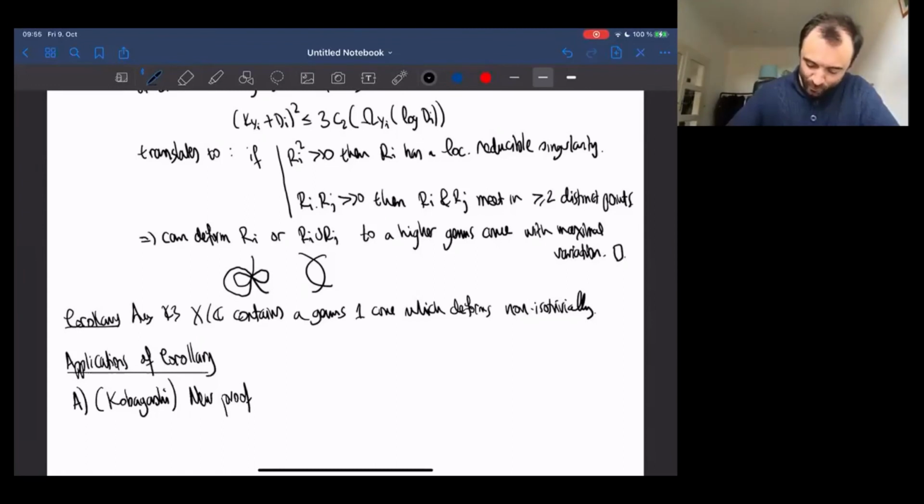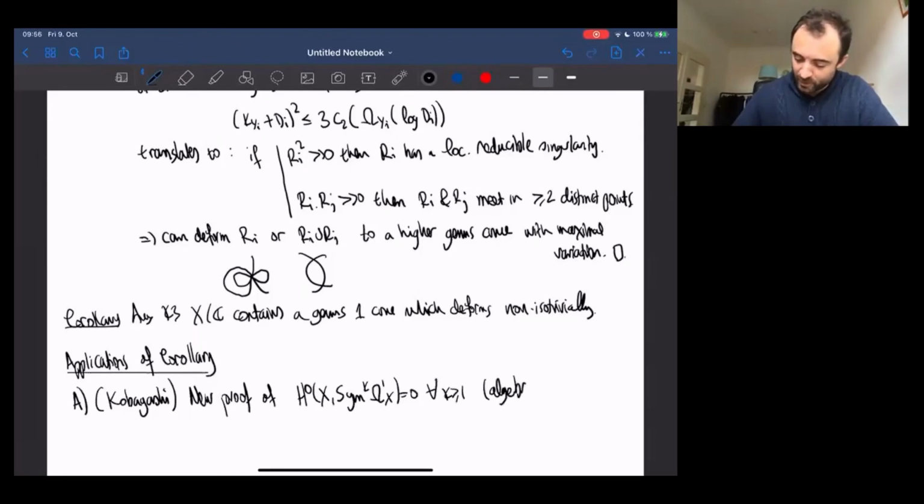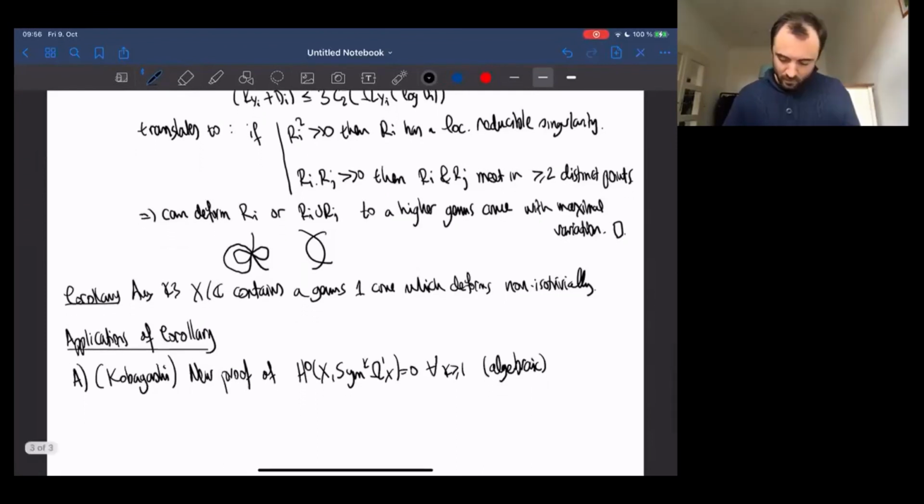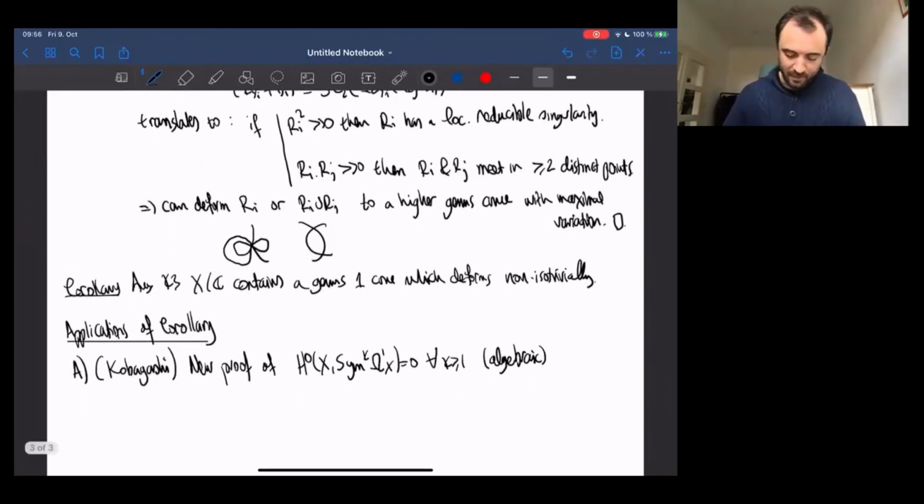So we obtain a new proof of the fact that H0(X, Sym^k Omega^1_X) is 0 for every k bigger than or equal to 1, and this proof is now algebraic. Okay, so that's one application of just this existence of one genus 1 curve which moves non-trivially.